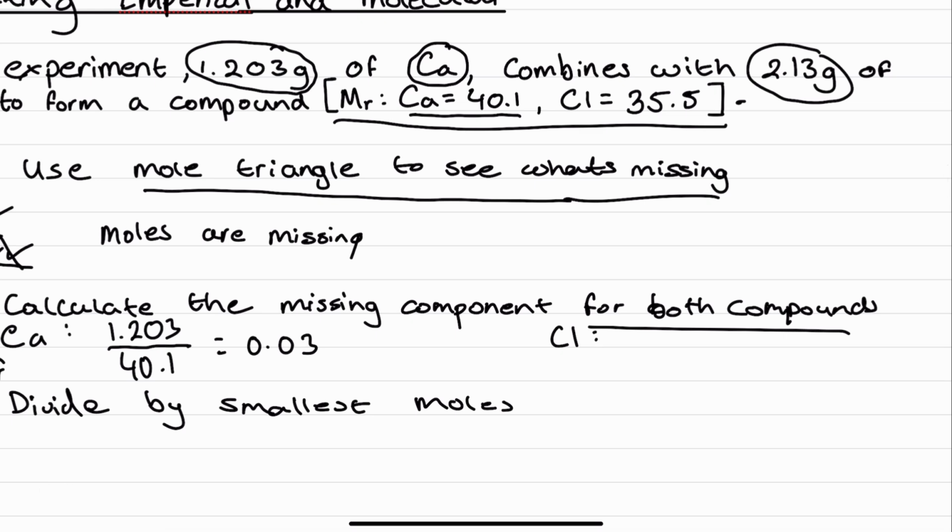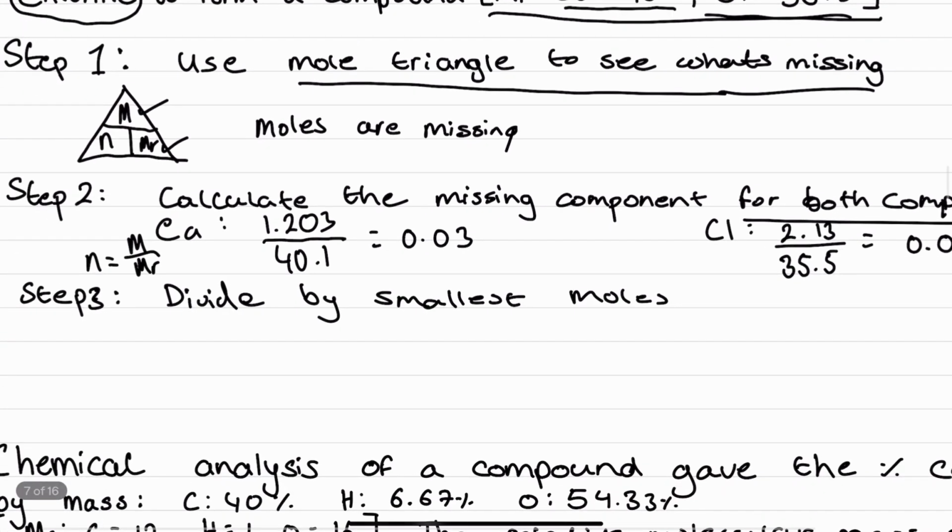Now for chlorine, we'll just do the exact same. We were given 2.13 grams, divide that by the molar mass of chlorine, which is 35.5. And that gives us 2.13 divided by 35.5, 0.06. Now, of course, these don't make any sense.